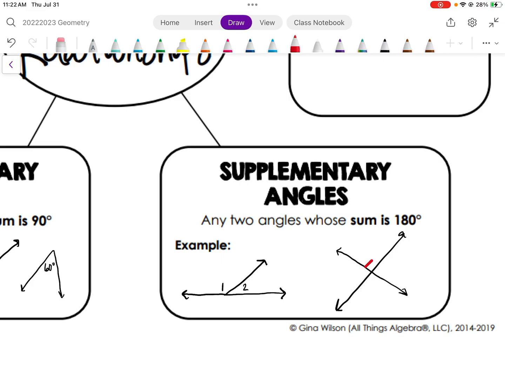Okay, and I want you to draw a box. Say this is angle 1 and this is angle 2. Well, 1 and 2 are vertical angles and they're both 90 degrees. 90 plus 90 equals 180. So even though they're not exactly in a line together, I could say angle 1 and 2 are supplementary because they're going to add to 180. They're also vertical angles, which is cool.